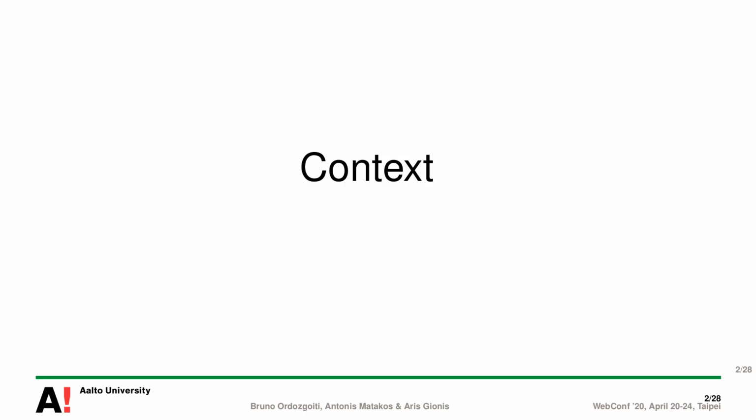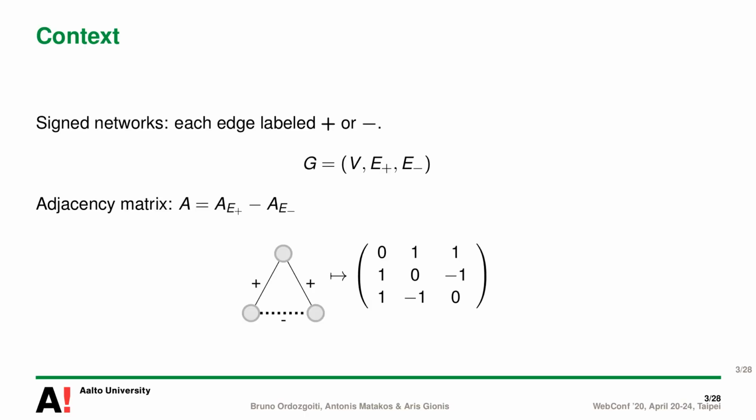So a little bit of context. We're working with signed networks, which are just like your everyday graphs, except for the fact that each edge is labeled with either a positive or a negative sign. Down there you can see an example of a signed graph and the corresponding adjacency matrix, where we represent positive edges with a +1 and negative edges with a -1.